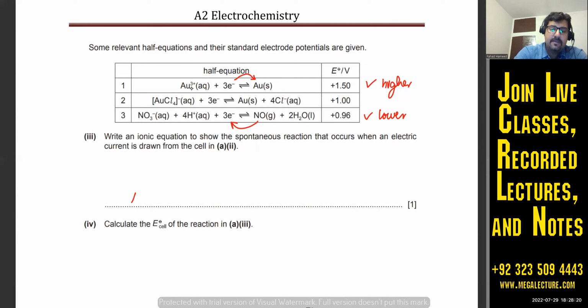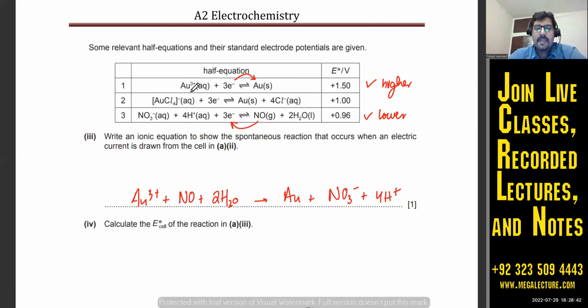Au3+ from the first one. And I've got the second one with reactant here, that's NO gas plus 2H2O. So what are my products? In the first one, the product is Au solid. In the second one, the product is NO3 minus and 4H+. And calculate the E0 cell for the reaction. So E0 cell will be, just calculate the difference. It's going to be reduction potential minus oxidation potential, 1.50 minus 0.96, and that's going to give me 0.54 volts.